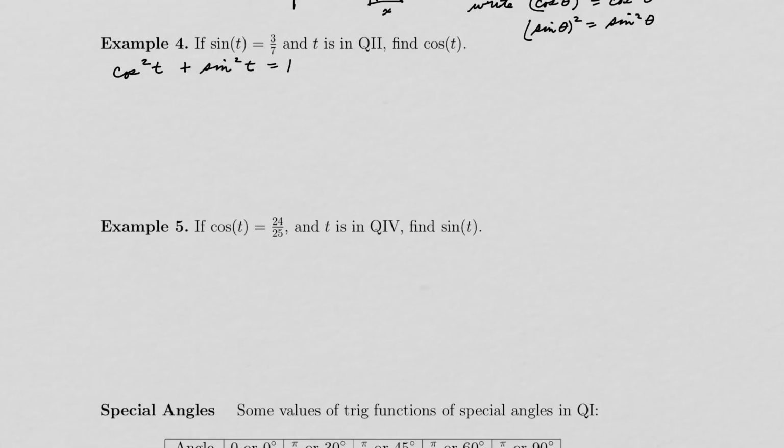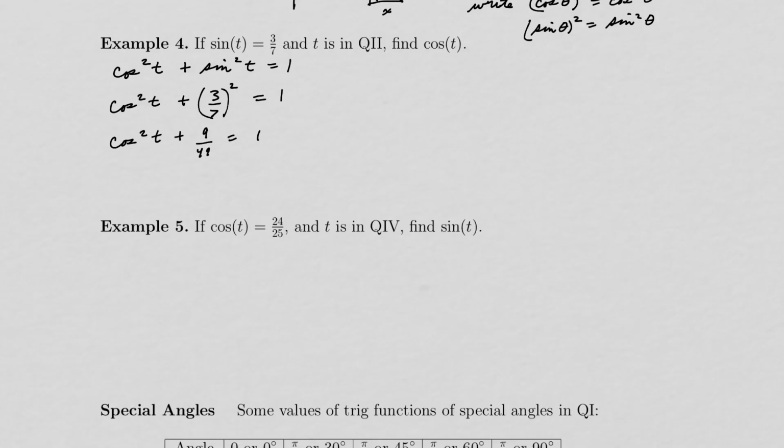And we're told that sine of t is 3/7. So this says that cosine squared of t plus, remember the way to think about sine squared of t means sine of t all squared, but sine of t is 3/7. So this is (3/7) squared is equal to 1. If you multiply that out, this is 9 over 49. Yeah, 9 over 49 is equal to 1.